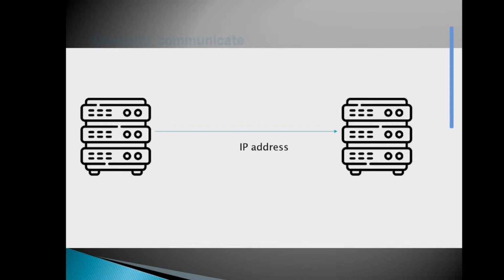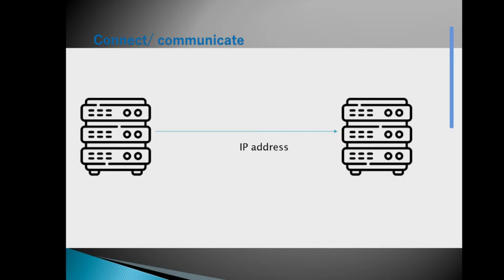Now we have talked about communication. We talk about communication between two computers, right? Two computers need to communicate with each other. They require an IP address. If you are talking about one mobile to another mobile, one laptop to another laptop, it requires an IP address. Without the IP address, the computers will not be able to communicate with each other. What is the IP address? Internet Protocol address.